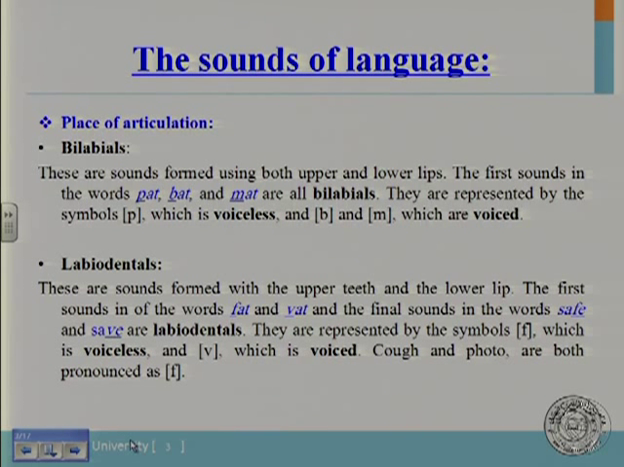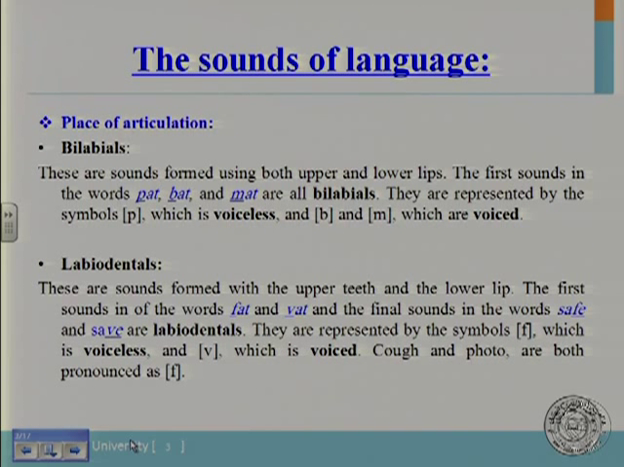But we said from the beginning that we are dealing with sounds. So this is P, and this is B. And the third one is M. Now all these sounds are called bilabial.